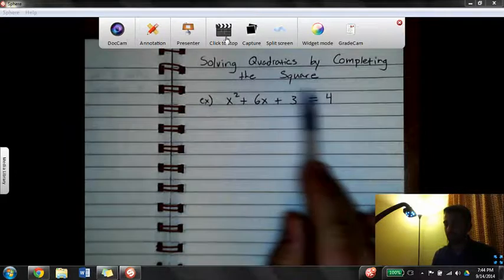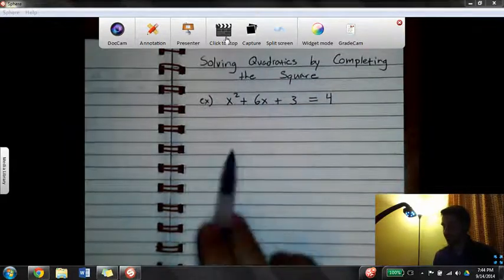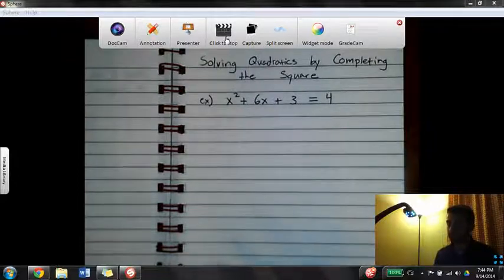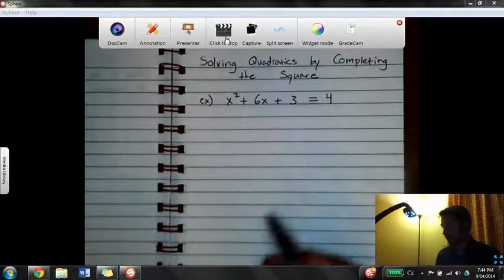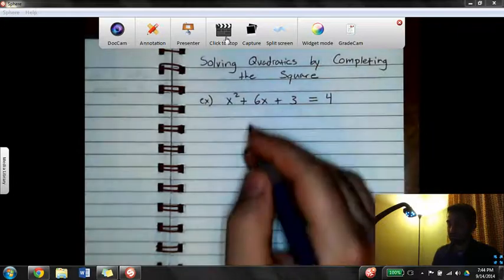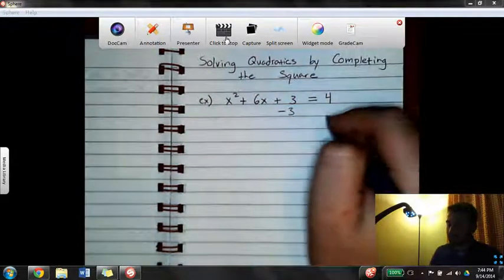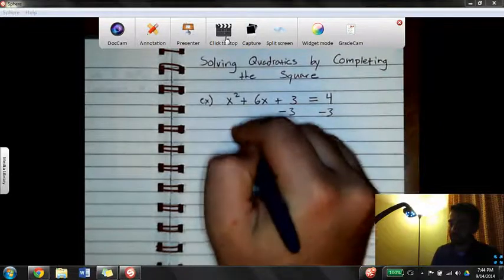So when given a quadratic equation, x squared plus 6x plus 3 equals 4, my first step in this is to have all my variables on one side, and so to do this I'm going to subtract 3 from both sides.